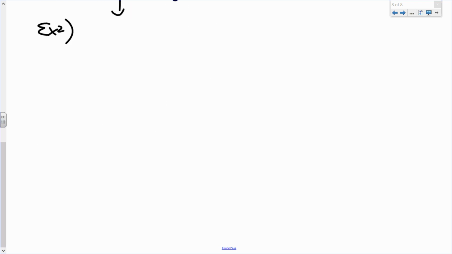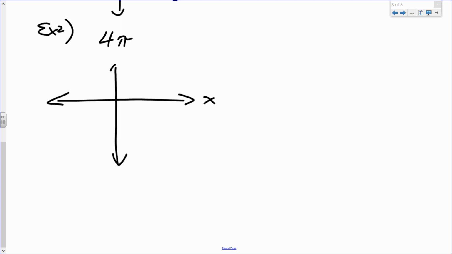It's pretty simple. How about 4 pi radians? Draw that one in standard form. Here we go. X-axis, y-axis.